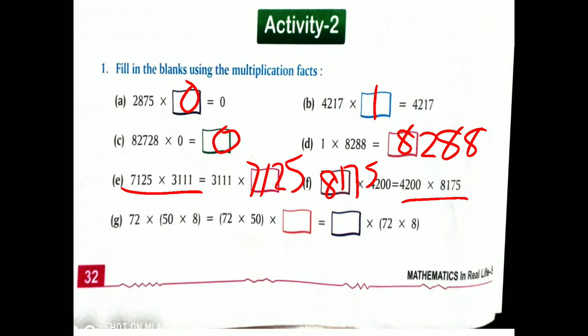Now in G part, there are three numbers on the left hand side, so obviously there should be three numbers on the right hand side also. Before the equal sign, you have to check first. 72, it's there, into 50, yes, into 8 is not here, so you put 8. Now after the equal sign, see which number is not here? 50, so you put 50 here. Clear? So this is the answer, and you have to do activity 2 question 1 in the book only.